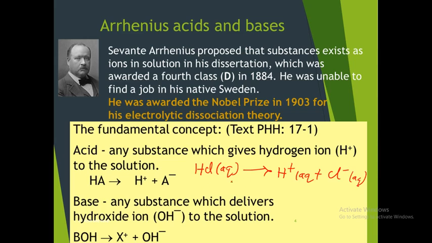So according to Arrhenius, an acid is a substance that gives H plus, that is a proton, and a base is a substance like sodium hydroxide, NaOH aqueous. When dissolved, it dissociates to give OH minus in aqueous medium. So according to Arrhenius, an acid is a substance that gives H plus and a base is a substance that gives OH minus in water.